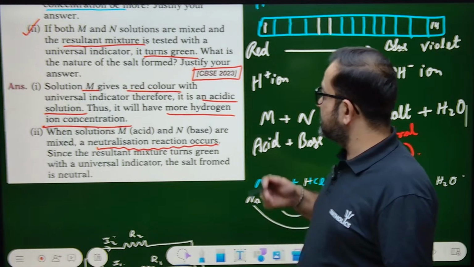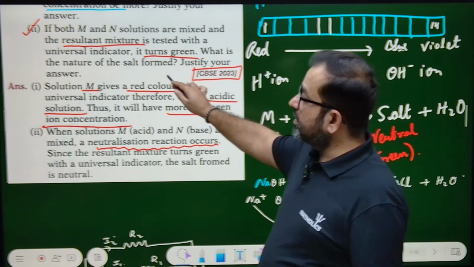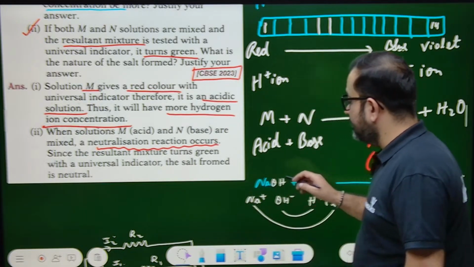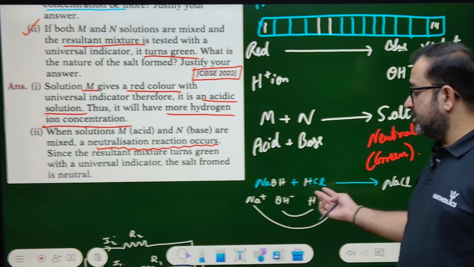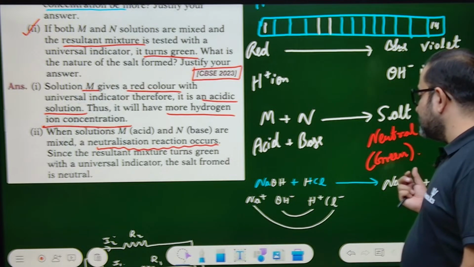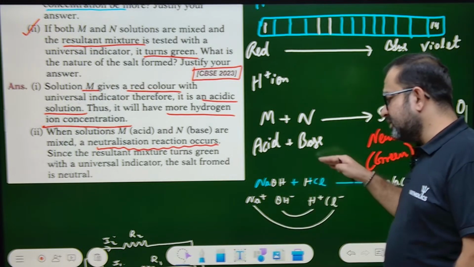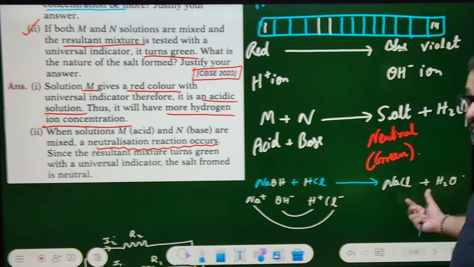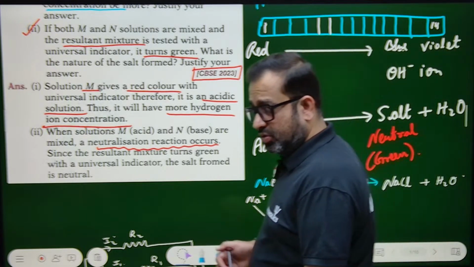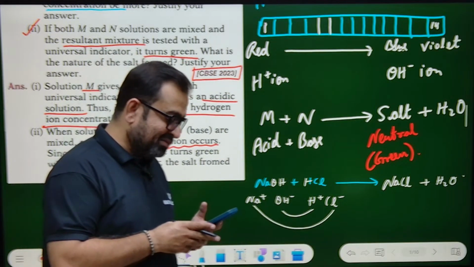Okay. Justify your answer. If a neutral salt is formed, if you have to give an example, it is formed by a strong base and a strong acid. This is a strong base and a strong acid. That's why the resultant is a neutral mixture. If this had been a strong base and a weak acid, it would have been a basic solution, right? No matter that salt will be formed, a basic solution will be there. Okay.